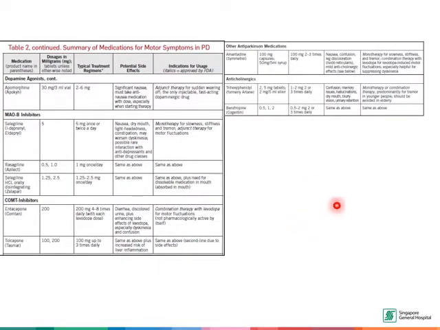This slide shows other medications apart from your levodopa medications. And over here on the right, amantadine and also your anticholinergics may be used for tremors as well.